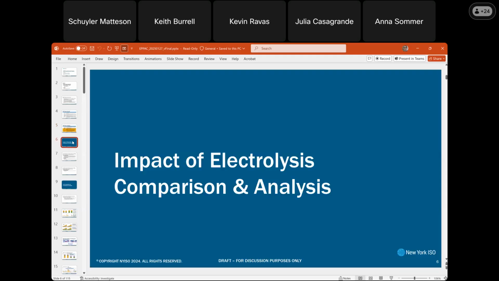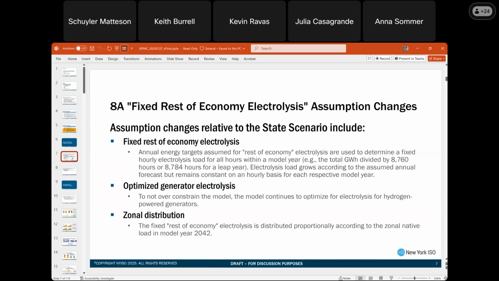So let me start off with sensitivity 8, this impact of electrolysis sensitivity. Here I'll go over the assumption changes in detail, but I also want to provide some additional context. So sensitivity 8, the 8A here, is based off of the state scenario and includes changes to electrolysis, both from the rest of economy perspective, as well as there's electrolysis associated with generators as well.